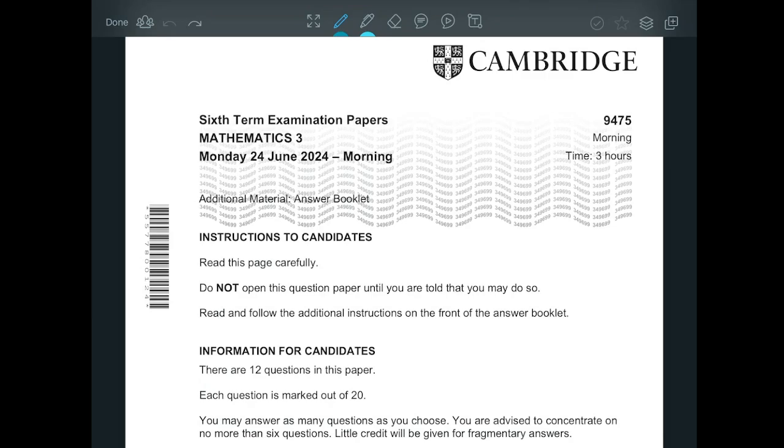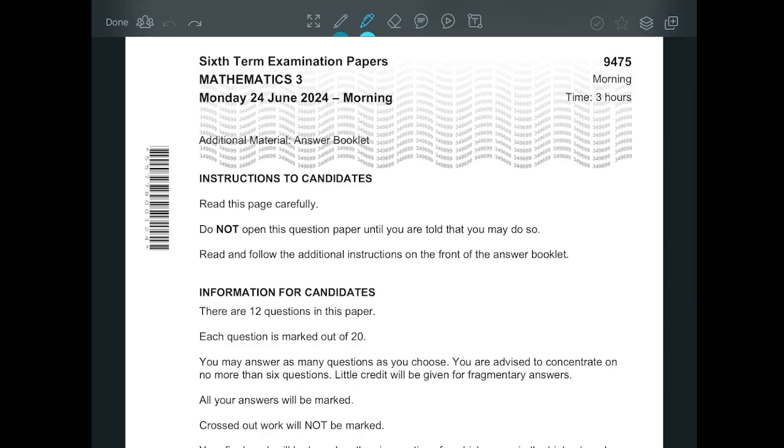STEP itself is a very unique style of paper in that there are 12 questions on the paper, but you're only expected, or you're only actually marked on 6. So any more than 6 that you do will not gain you any extra credit. And if you do end up tackling 7 or 8 questions, then something about your question selection and your exam technique in that direction has gone off.